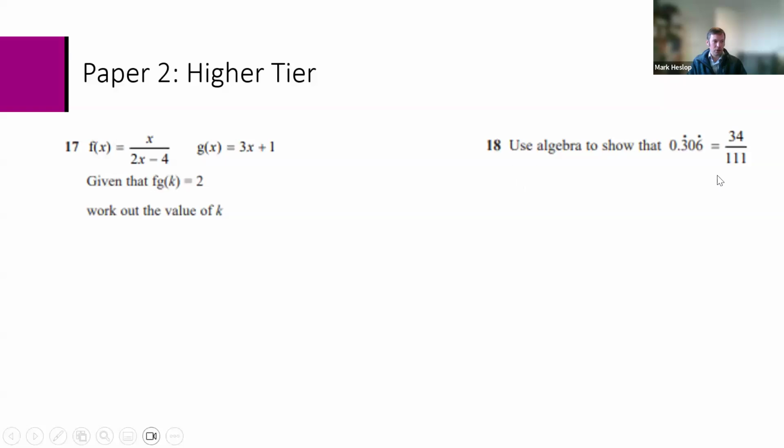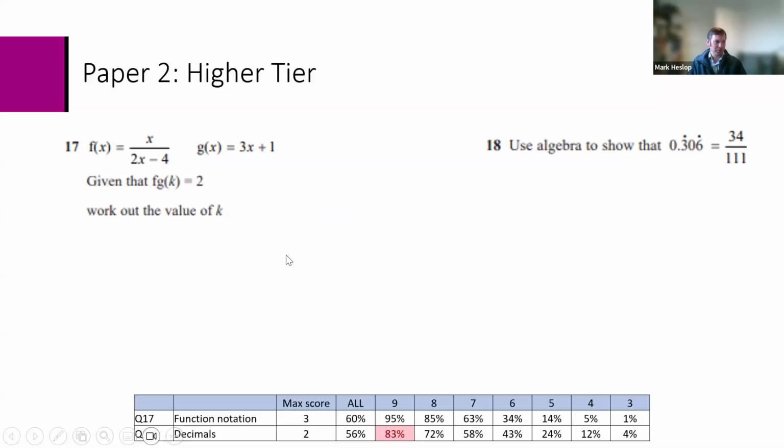Algebra again. So we've effectively got recurring decimals, and then we've got quite complex fg(k) equals 2. Statistics. For question 17, students scored on average 6% of the marks. And actually for a fairly standard run-of-the-mill procedure, in question 18, students scored 56% of the marks.